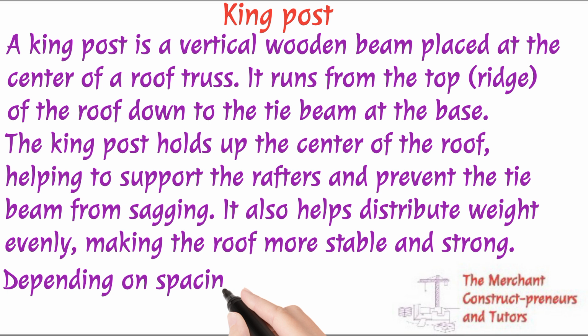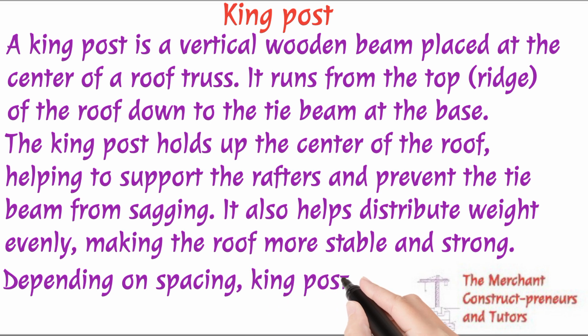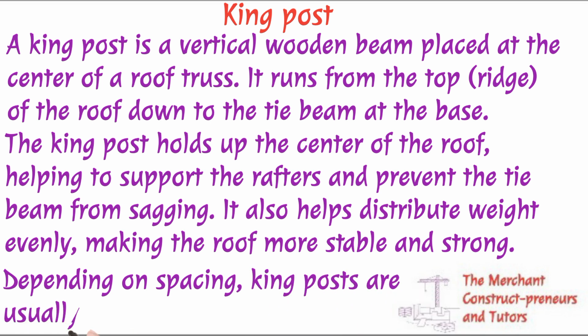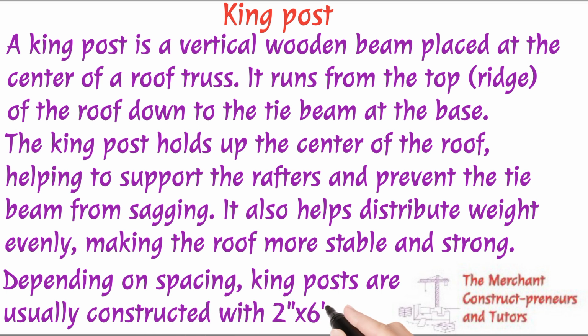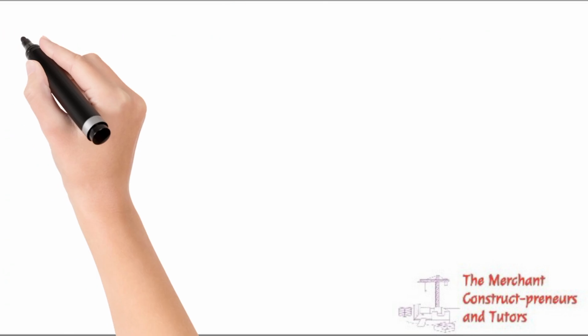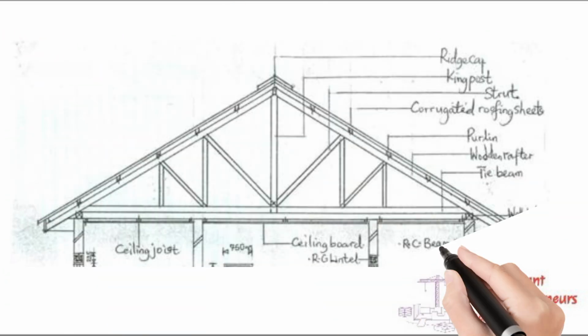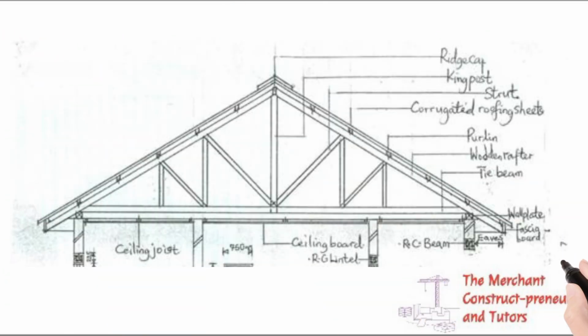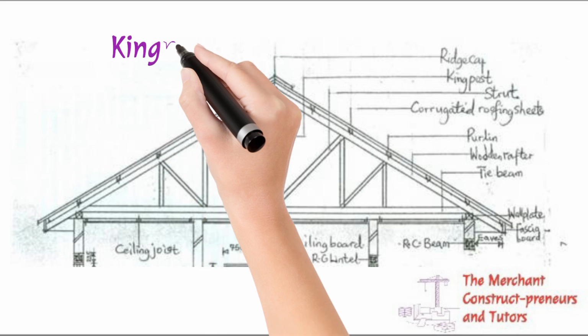Now the king post holds up the center of the roof, helping to support the rafters and prevent the tie beams from sagging, right? It has its own purpose, and this is what it's doing. And it also helps to distribute the weight evenly, making the roof more stable and strong. The rafters rest on it. The purlins rest on the rafter.